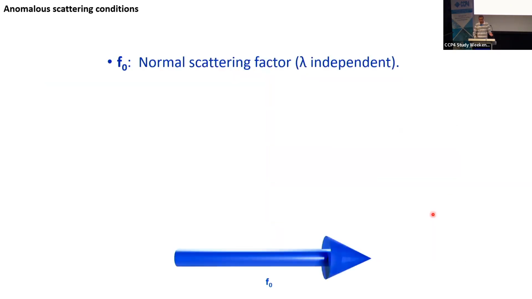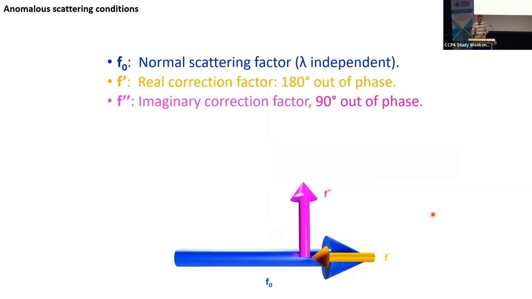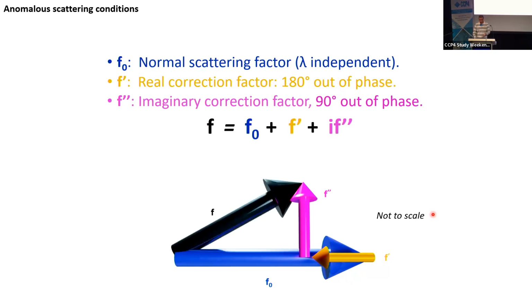If we call F0 the normal scattering factor, that is independent of the energy or wavelength, we correct it with F prime, which we also call the dispersive difference, which is always 180 degrees out of phase, and with F double prime, which is always plus 90 degrees out of phase. And this F double prime is the F double prime that we refined just before. Now, with F prime and F double prime, you get your new corrected atomic scattering factors. And this is not up to scale, because F prime and F double prime are usually pretty small compared to F0.